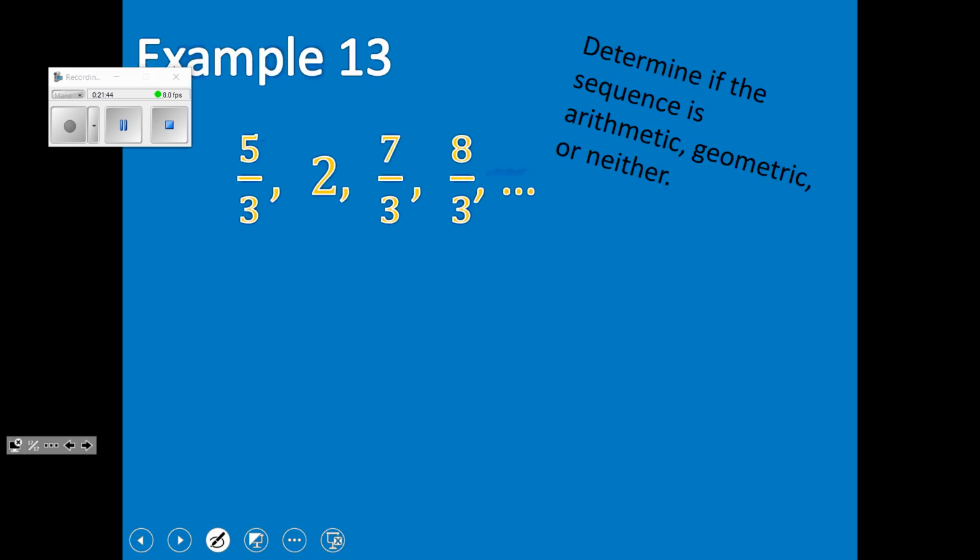All right, last one. And everybody goes, whoa, this is not difficult. Can you in your calculators put in 2 and subtract 5/3 to see if it has a common difference? Yes.